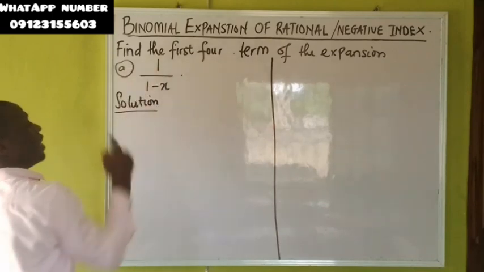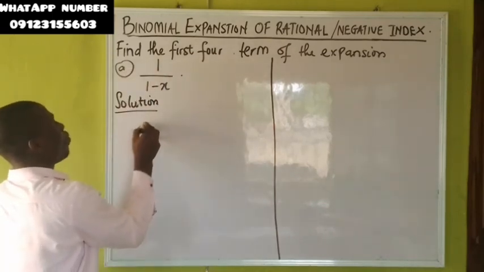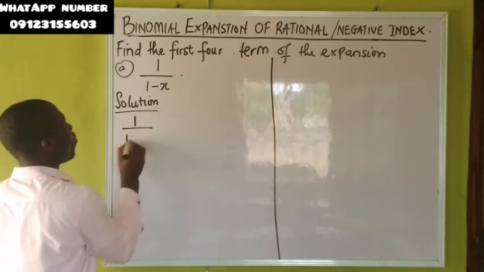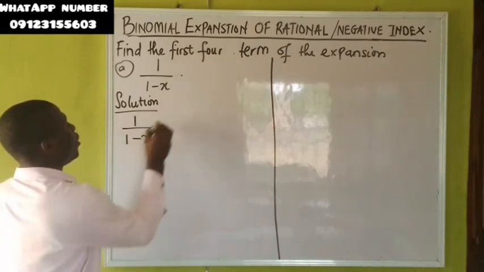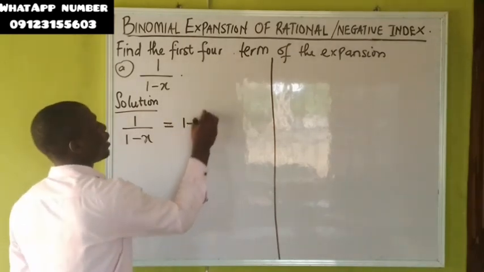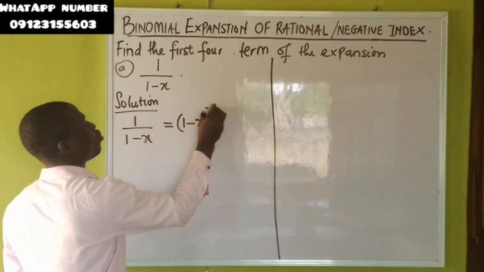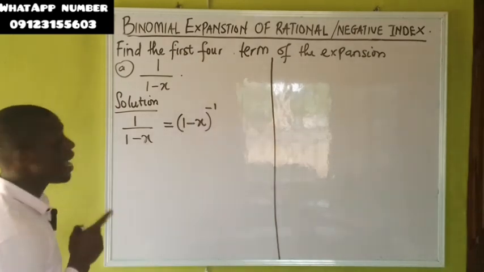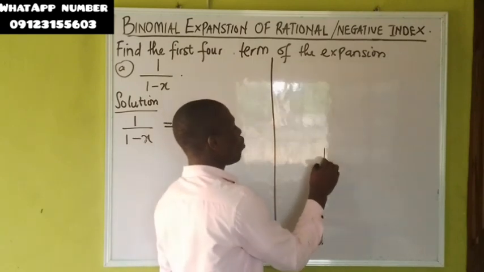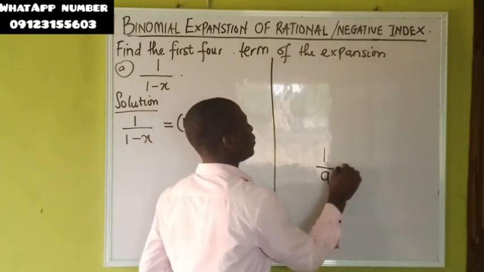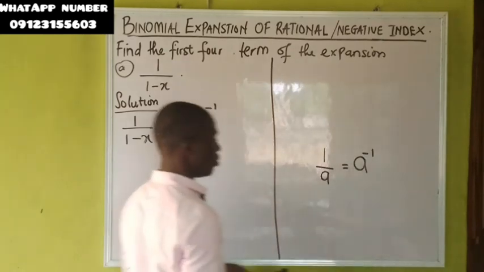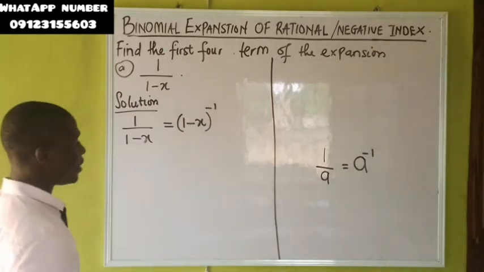If I write this in index form, I'll be having 1 over 1 minus x. In indices, I can write this as 1 minus x to the power of minus 1. From the idea of indices, if I have 1 over a, it can be written as a to the power of minus 1. So here's the idea I applied here.